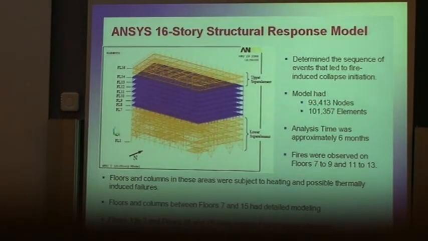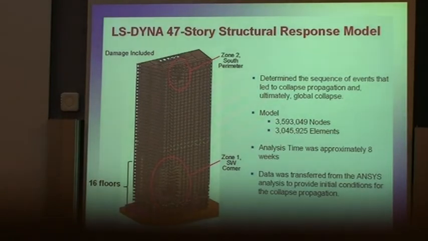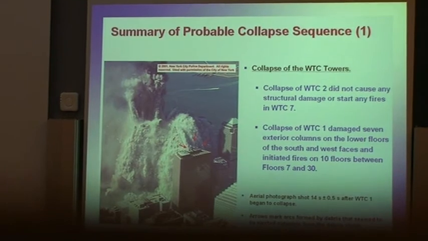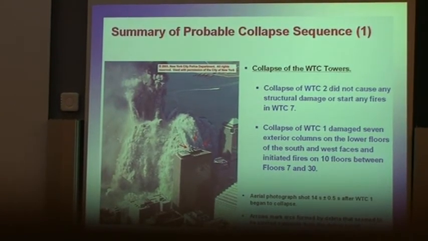This is the ANSYS model, again the 16-story model. It included close to 100,000 nodes and 100,000 elements, and captured all of the behavior in the fire zone during the time of interest to us. And this is the bigger 47-story model using LS-DYNA that captured the response all the way from the initiating event that I'll be speaking about soon to collapse. Probable collapse sequence: I will be embedding the results of the analysis along with the probable collapse sequence summary that I'm providing here.